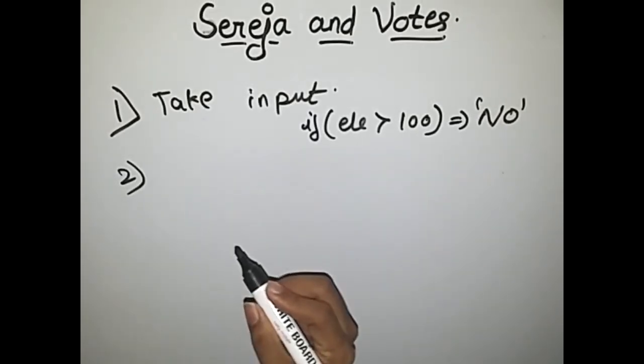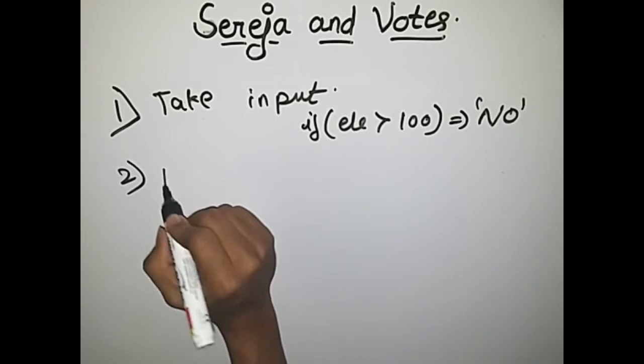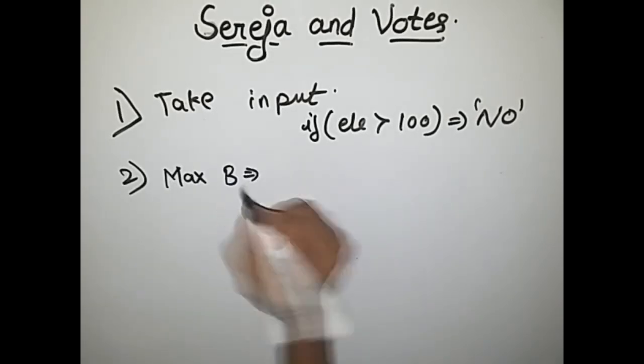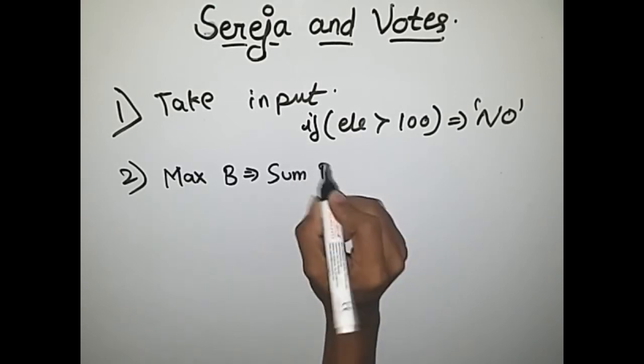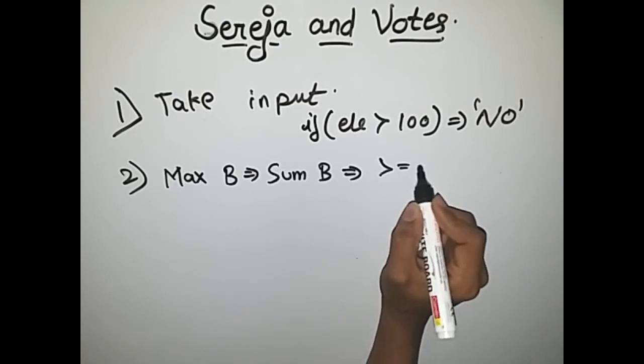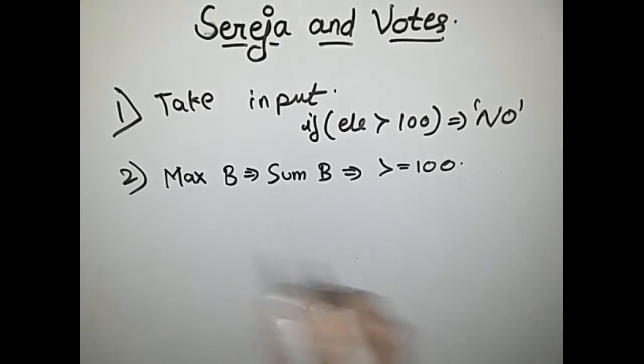Now in the second case, what we have to do is just check whether the maximum value, which is equal to the sum of array B, should be greater than or equal to 100. So this is the second condition.